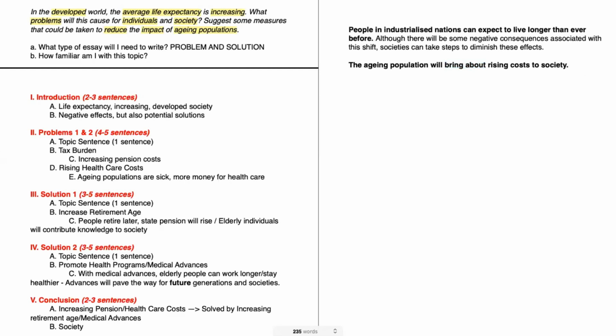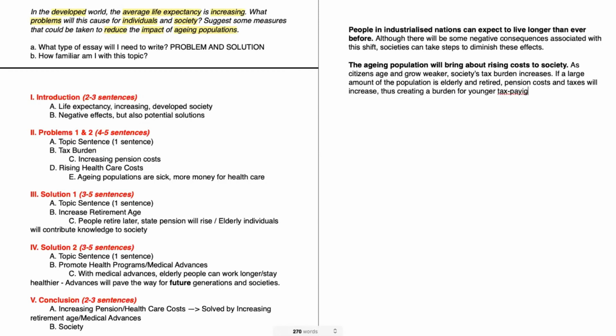And I'll continue and I'll say, as citizens age and grow weaker, society's tax burden increases. Now this is B, okay? This is my explanation and detail of a problem. Now for my example, I'm going to say, if a large amount of the population is elderly and retired, pension costs and taxes will increase, thus creating a burden for younger tax-paying individuals. So you see what I've done.